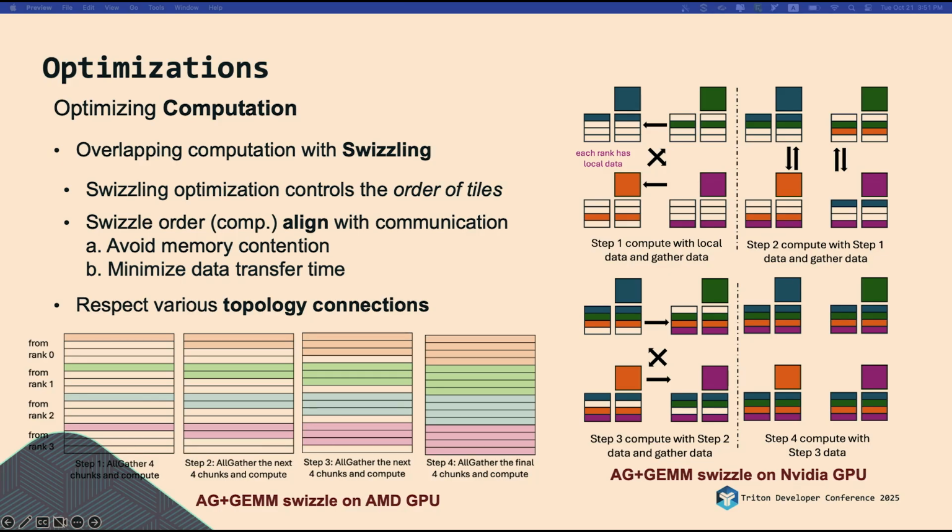So we have to further split the chunk data into subchunks, which is shown in the lower part of the figure. On step 1, it gathers the first subchunk from all the other ranks and does the computations. And the following steps will follow the same pattern.